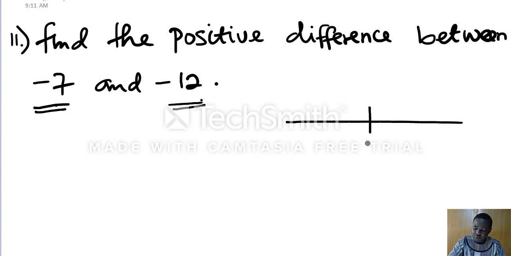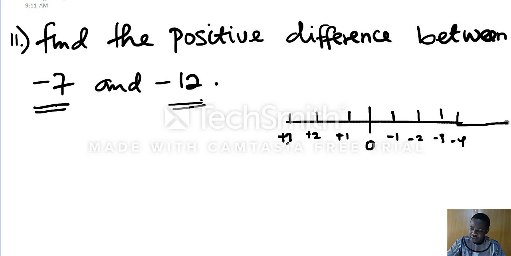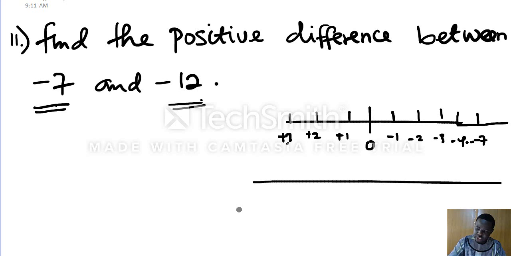Why is minus 7 larger than minus 12? Remember your number line. If you have this as your 0, this is minus 1, this is minus 2, this is minus 3, this is minus 4, while to the positive you have positive 1, positive 2, positive 3, and so on. Now if you keep doing this, let's assume we have this down to minus 7. Okay, let's write the continuation here.